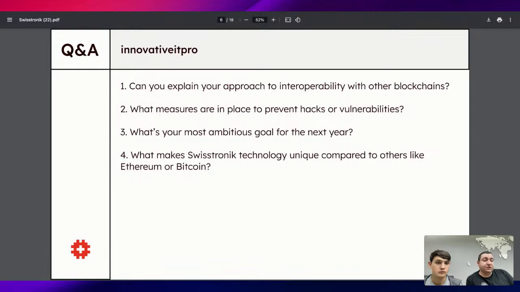What makes Swisstronic technology unique compared to others like Ethereum or Bitcoin? That's a complex question because, in the first place, all of the blockchains are unique in some way, but Swisstronic is unique because we're built on Cosmos SDK. However, we are EVM compatible, which makes it easier for developers to do things on top of our chain. And also, the tech itself is compatible with most of the networks which are around. And you can use the Swisstronic chain even if you're not there. We believe that's the most important thing. And you can also use SDI modules off chain as well.